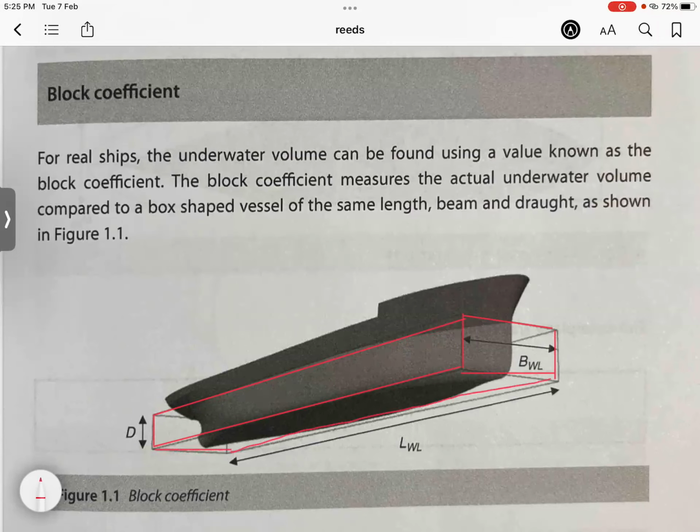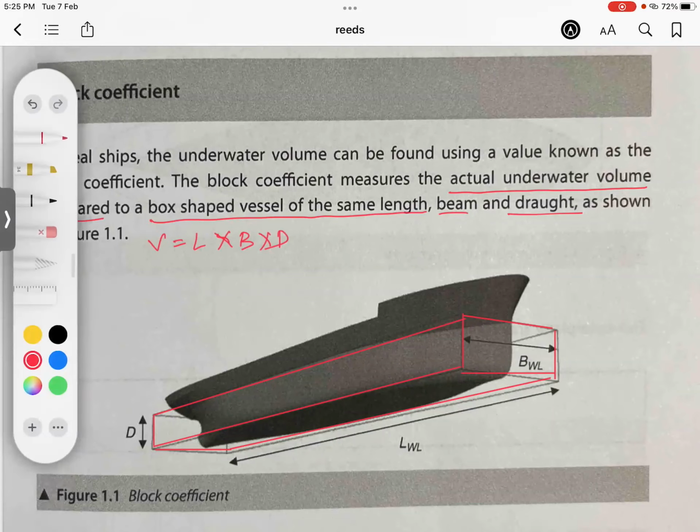Now you will compare. See, this is the block, right? The box. So you fit the ship in that, and now you see how much empty volume is remaining. We take the ratio of that. Coefficients are just a ratio. It measures the actual underwater volume compared to a box-shaped vessel of the same length, beam and draft. What is the formula of the volume of a cube? Length into breadth into depth, right? By this we get the formula of the block. Now let's see it related to the ship, right?